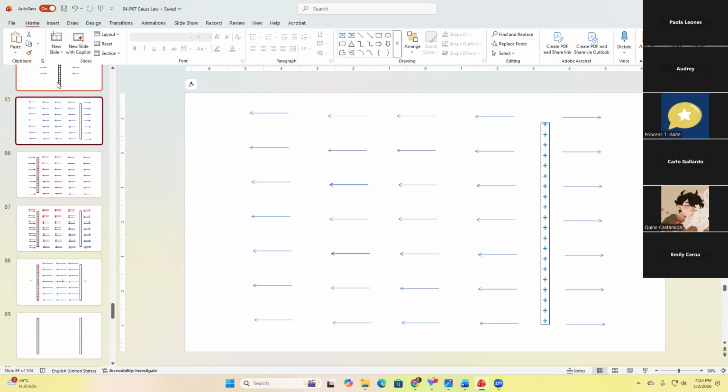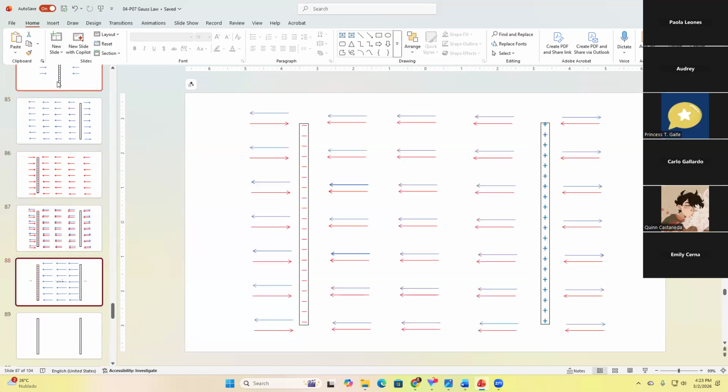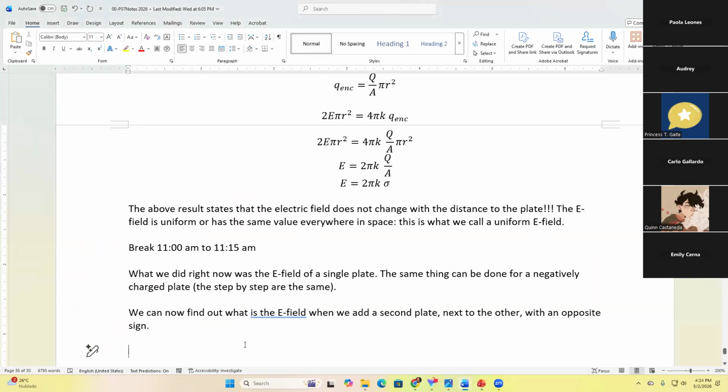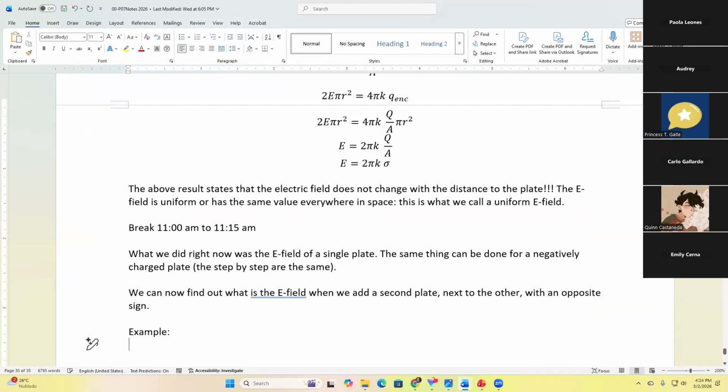Put one plate next to each other. Okay, and let me leave this way for now. And let's see here what I'm gonna do in the notes, right? Another example, right?